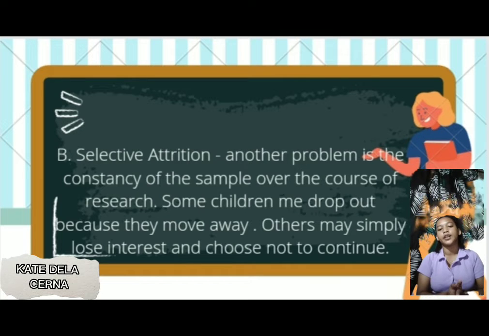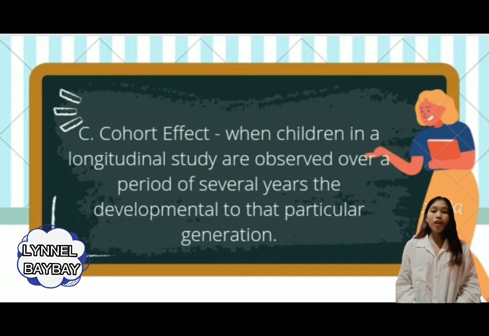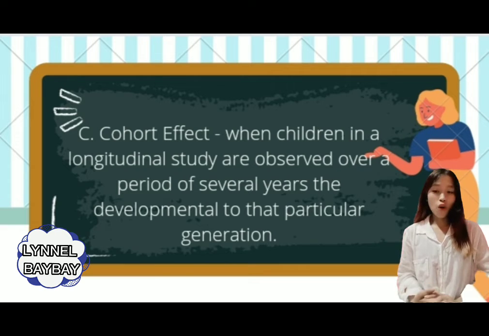If researchers were conducting an experiment on treatment for anxiety, for example, the results of the study might be biased if people in the experimental group drop out at a higher rate than those in the control group. Cohort effect: when children in a longitudinal study are observed over a period of several years, the development is tied to their particular generation. Okay, what is cohort?